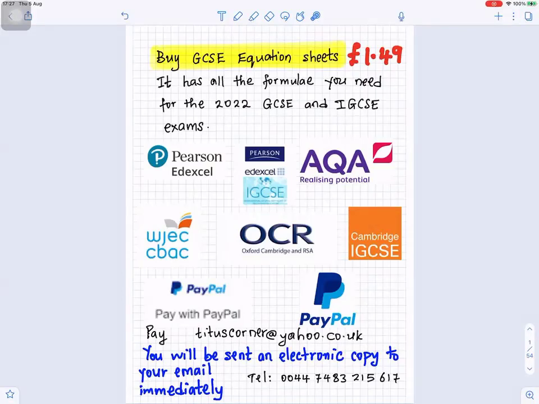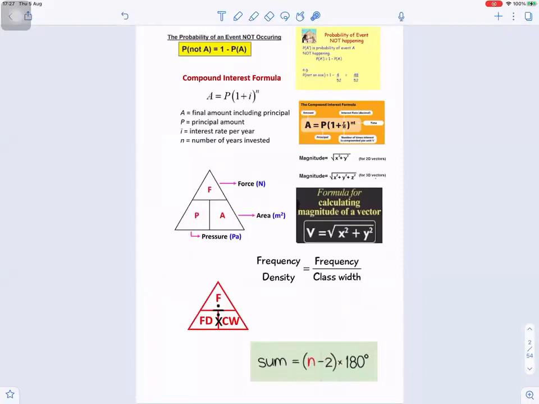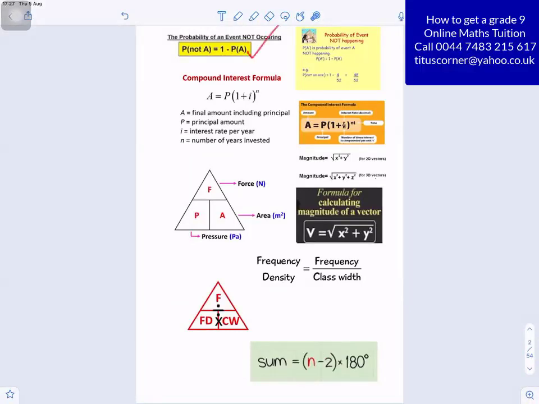Good luck. These are examples of some of the formulae. Probability of not A is 1 minus probability of A. Pressure is force divided by area. Frequency density is frequency divided by class width. And so many other formulae.